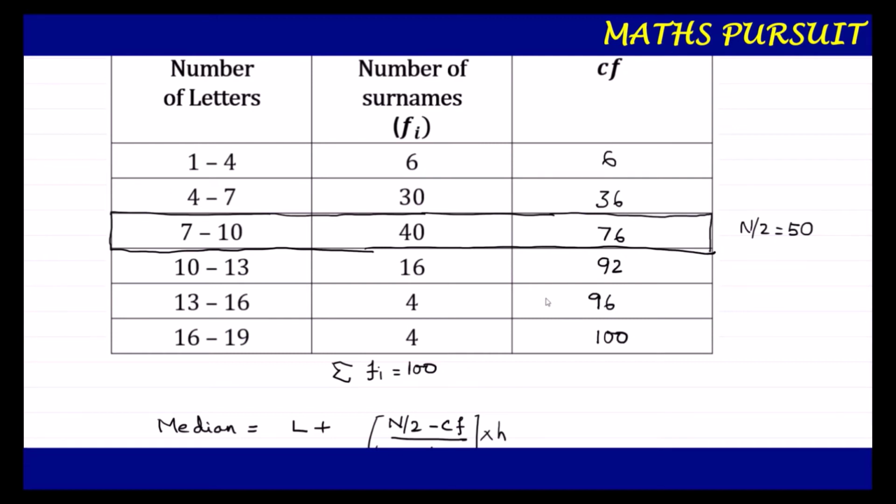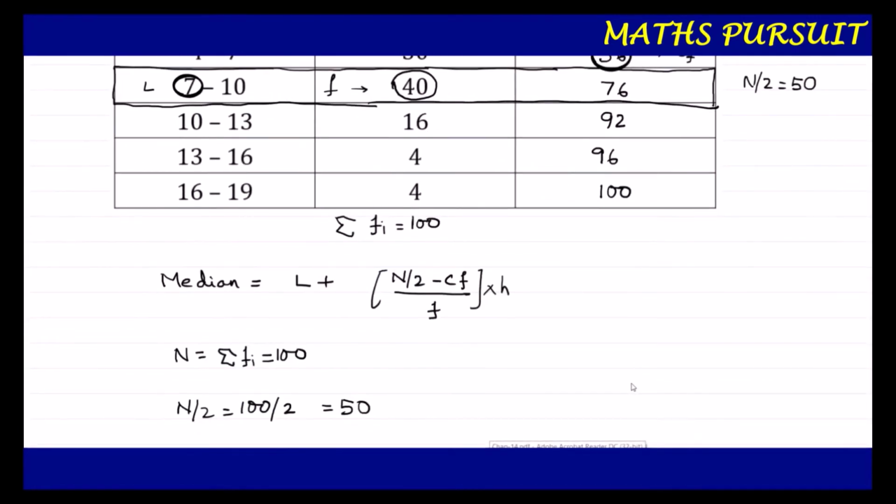Now after determining the median class, the lower limit of the class interval is our lower limit, and this 40 in the frequency column is going to be our frequency. The cumulative frequency just before the median class is going to be our cumulative frequency. So we got cumulative frequency is 36, frequency is 40, and lower limit is 7. And we already know the class height is 3, because the difference between the upper limit and lower limit is 3. So with all these things in hand, we can easily find out the median.